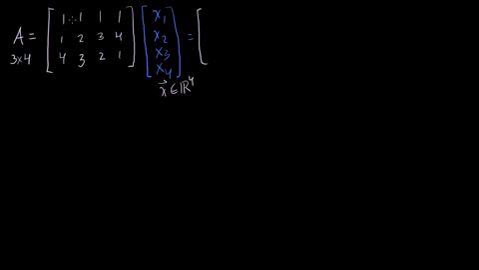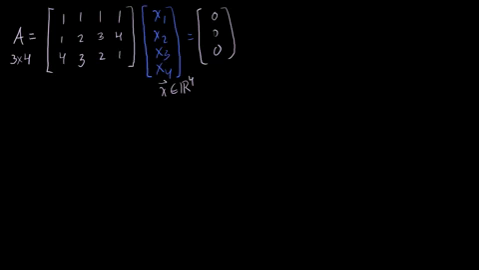And what am I going to get? I'm going to have one row times this, and that's going to be the first entry. Then this row times that's the second entry. Then the third row. So I should have 3 zeros. So my 0 vector is going to be the 0 vector in R3. So how do we figure out the set of all of these x's that satisfy this?